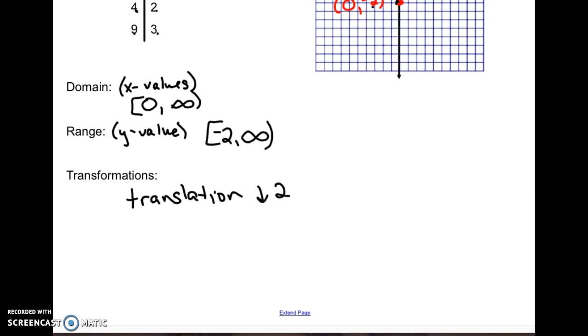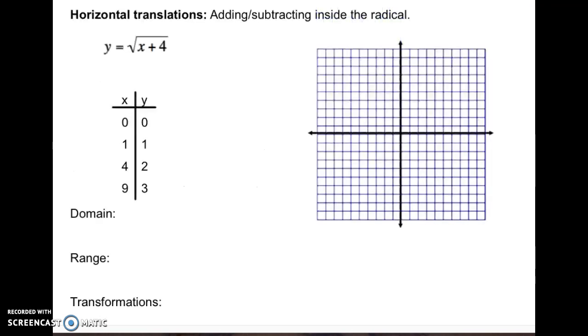So let's look at the next page. In this example, our vertex got moved to the left 4. So I'm going to come to the left 4, put my vertex in at -4, 0. And from there, I count my points. 0, 0 is the vertex. Right 1, up 1. Right 4, up 2. Right 9, up 3.